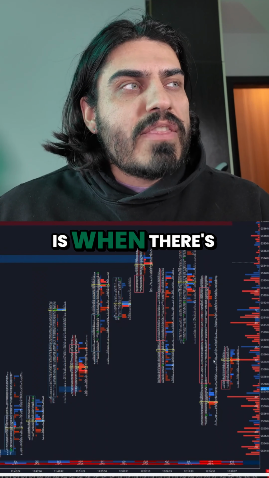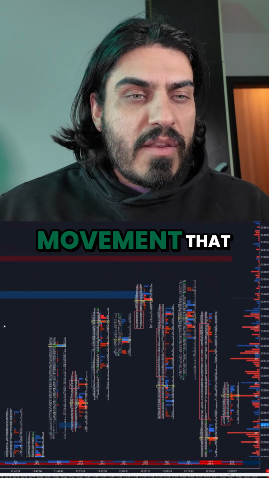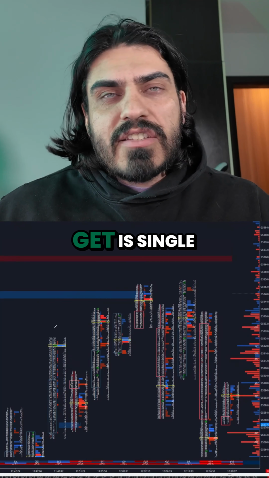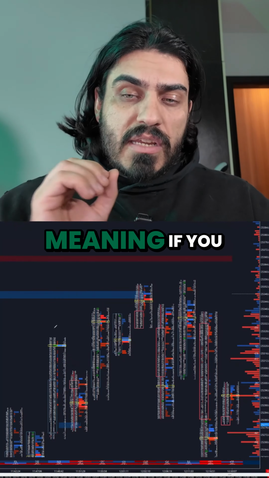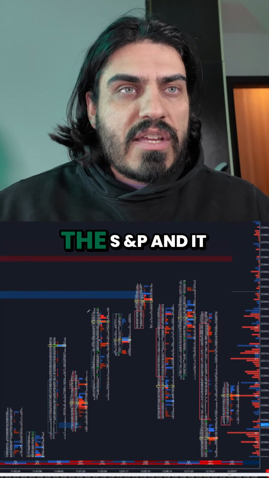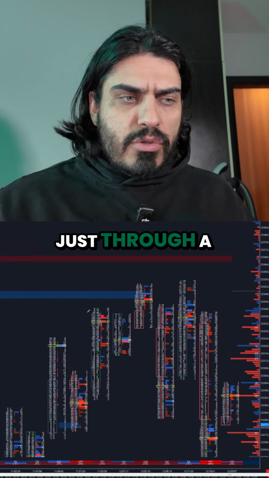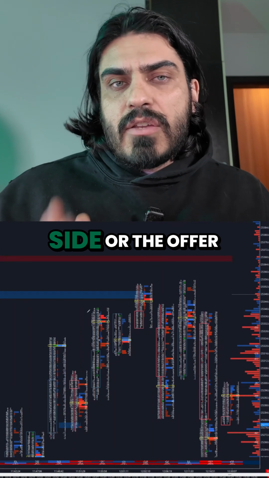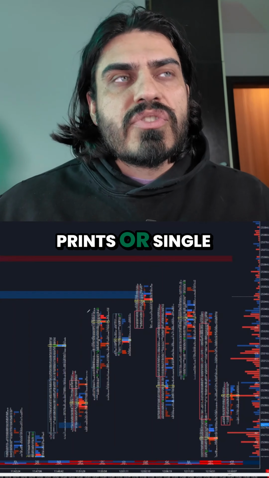So what it does is, when there's an area of aggressive movement that doesn't really let both sides of the market trade, what you're going to get is single prints or zero prints. Meaning, if you run through an area on NASDAQ or the S&P and it goes so quickly through a bunch of orders, one of the sides of the market, the bid side or the offer side, is going to be either zero prints or single prints.